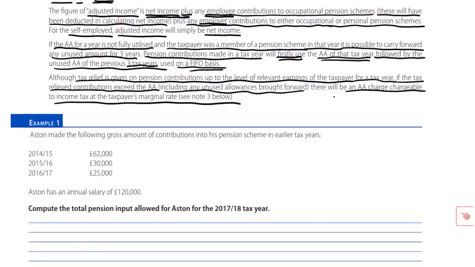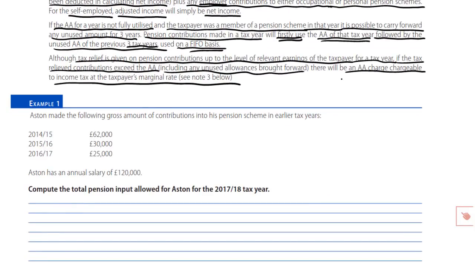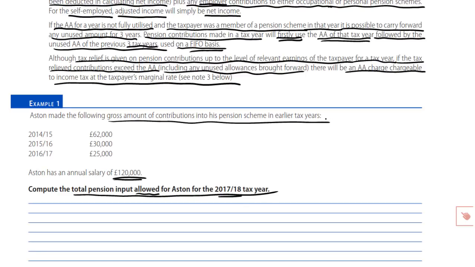Okay, what I'd like you to do is to have a look at this example here. Aston: compute the total pension input allowed for Aston for the 17-18 tax year. Aston has an annual salary of 120,000. That will be his relevant earnings figure. And he's got the following gross amount of contributions made into his pension scheme in earlier tax years, and we've got to work out what the total pension input would be that would be allowed without creating an annual allowance charge this year.